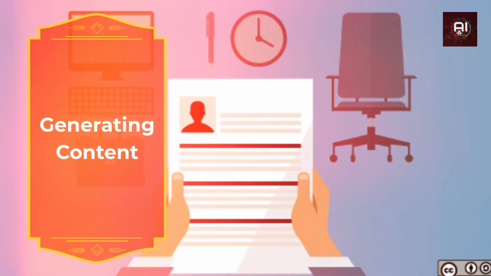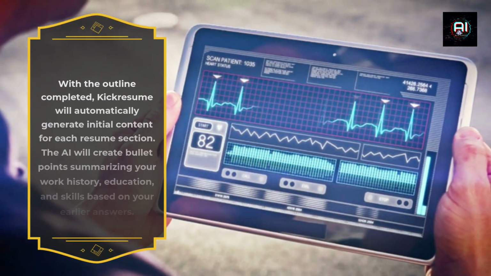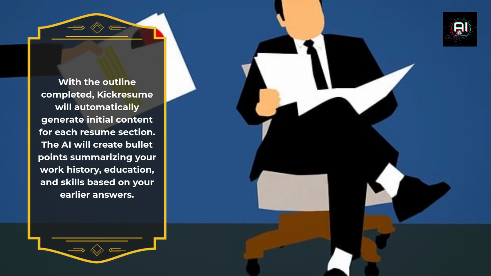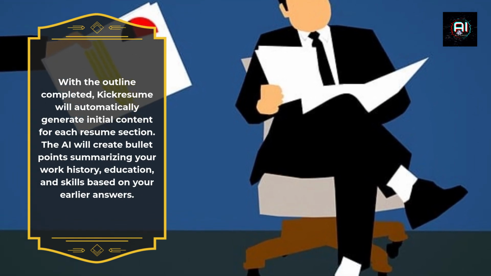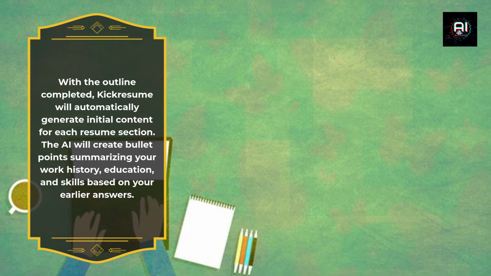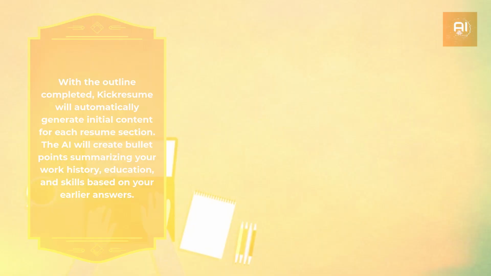Generating content. With the outline completed, Kickresume will automatically generate initial content for each resume section. The AI will create bullet points summarizing your work history, education, and skills based on your earlier answers.